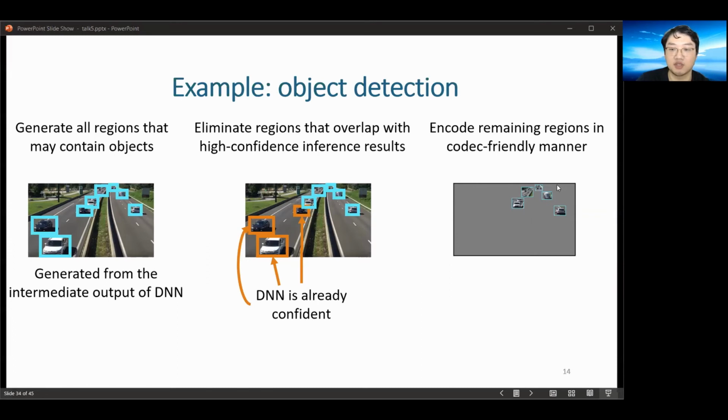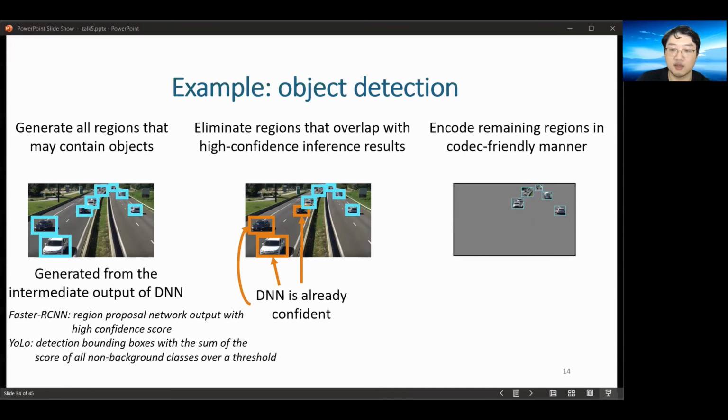Now, let's see how to generate regions that may contain objects. For Faster R-CNN-based neural networks, these regions can be generated from the output of the region proposal network that has a high confidence score. For YOLO-based neural networks, we generate these regions from the detection bounding boxes with high confidence, where the confidence is the sum of the scores of all non-background classes. Our algorithm can generalize over different vision applications.